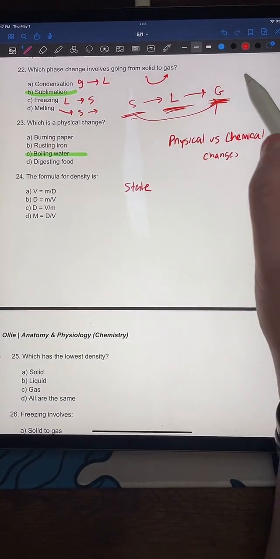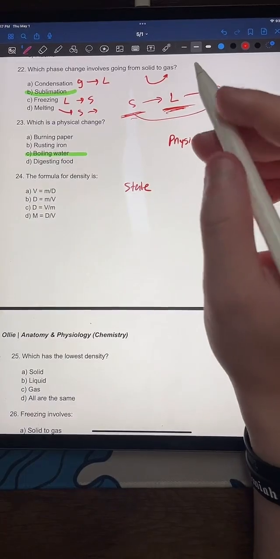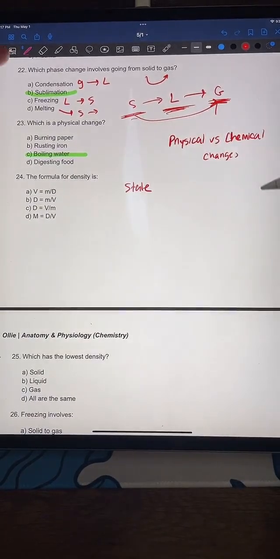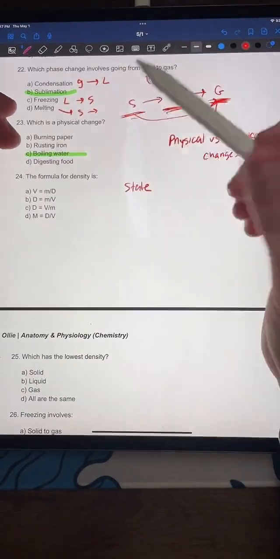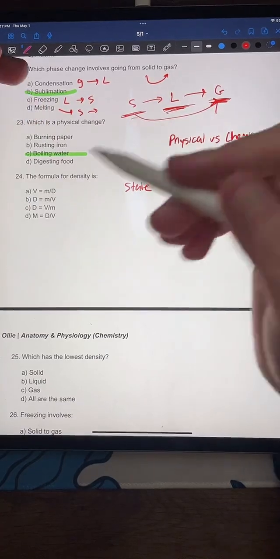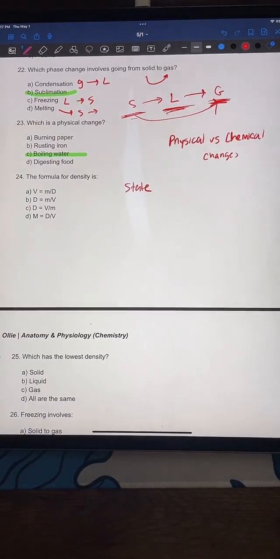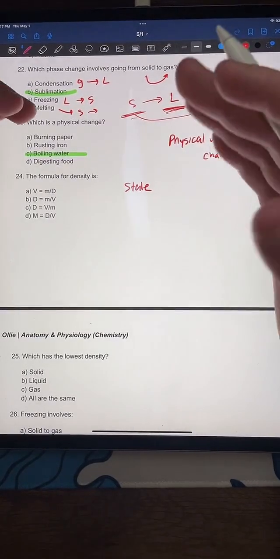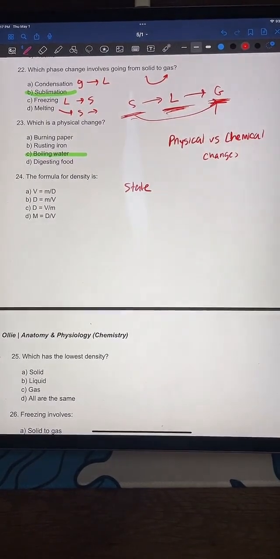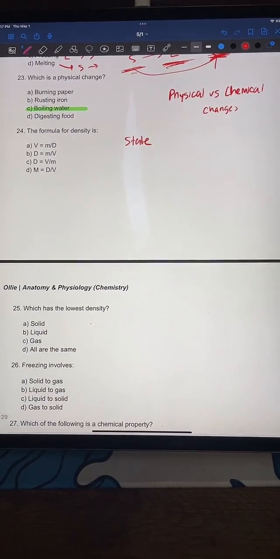A chemical change is when you change the chemical identity. So when you burn paper, you can't get that back. You have chemically changed it. Think about iron. Whenever it rusts, you have chemically changed it. When you eat food and you digest it and you poop it out, you can't change that food back into the cupcake that you ate. It's still poop. So those are examples of chemical changes.